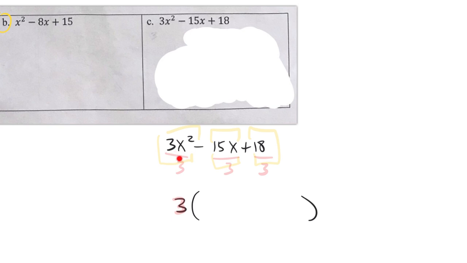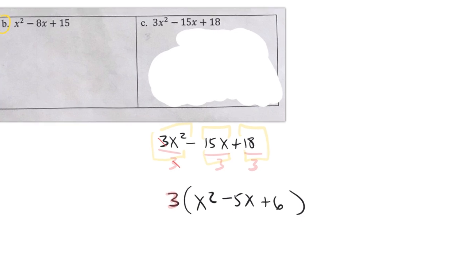So we have 3x squared divided by 3. Well, that's going to cancel those 3's. Next thing you know, we have an x squared there. We have a negative 15x divided by 3. Well, that's going to be a negative 5x. We have a positive 18 divided by 3. Well, that's going to be a positive 6.